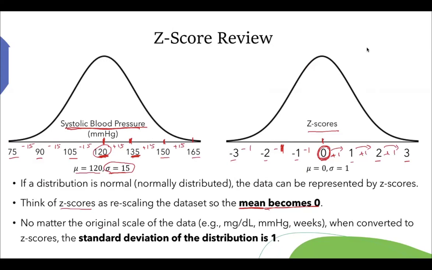So no matter what the original scale of the data was, so in this case, we're dealing with blood pressure, but it could be other things that we're measuring, no matter what it is. When we convert to z-scores or rescale our distribution to z-scores, the standard deviation of the distribution is 1, and the mean is 0. Knowing that, it enables us to use normal CDF with z-scores now.